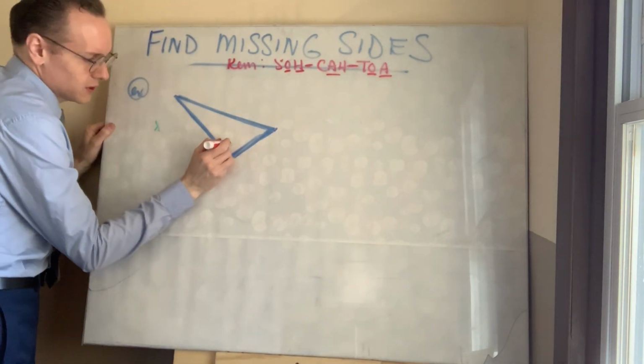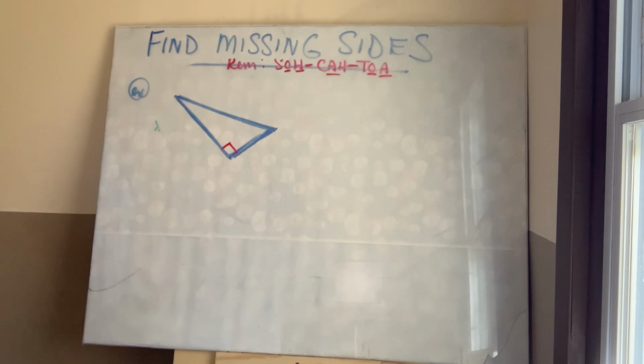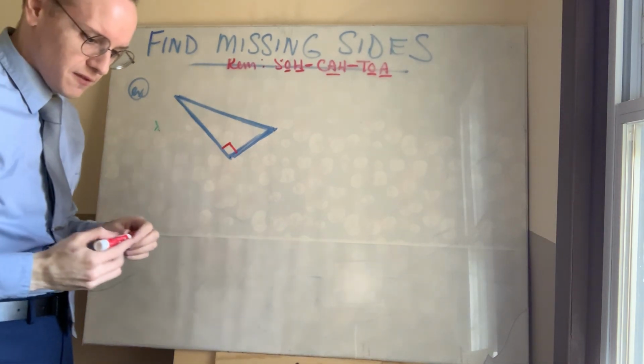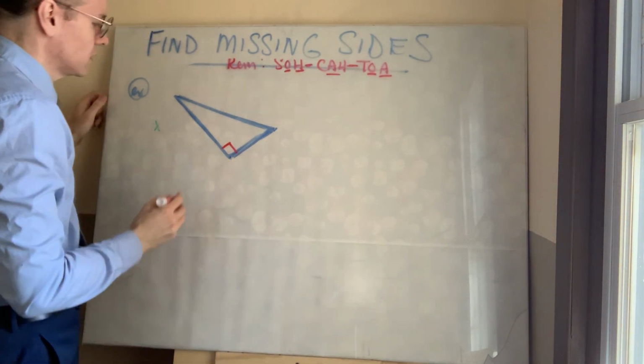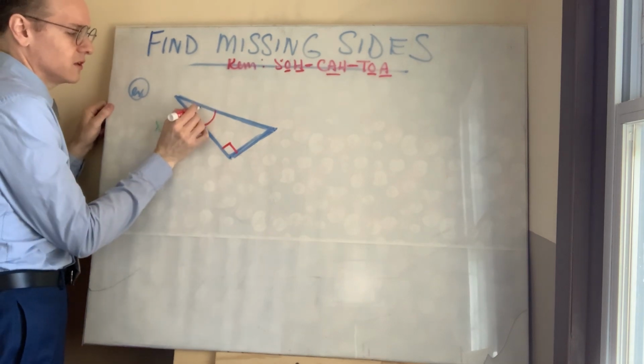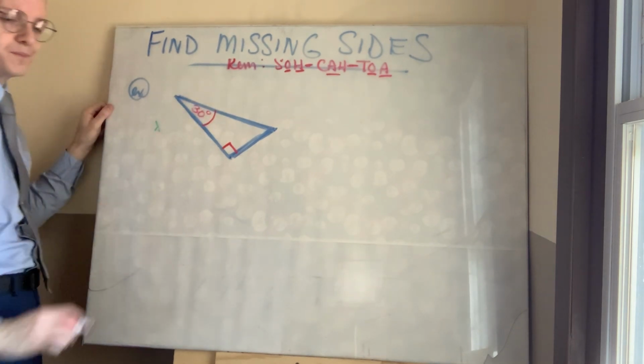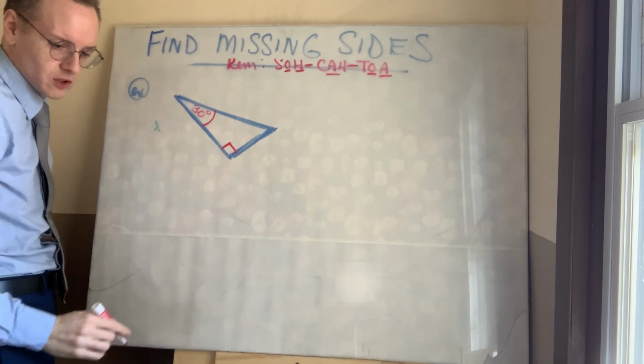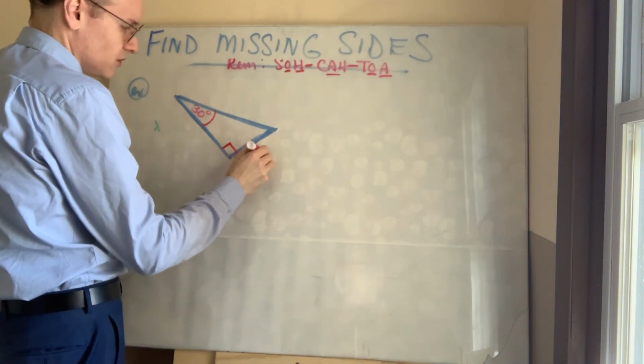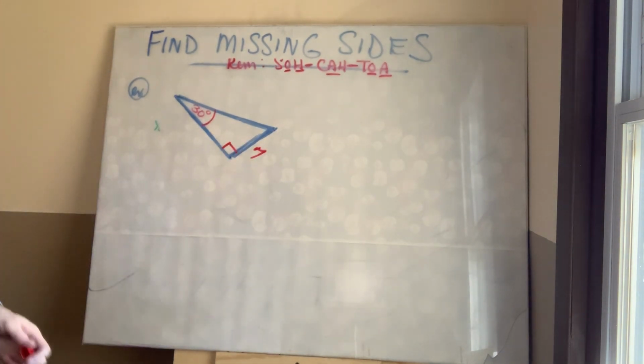Gotta be a good guy and put the box here, making it a right triangle officially, and then fill in a little bit of information. Let's say that the angle given is 30 degrees. And the only dimension given is 7.